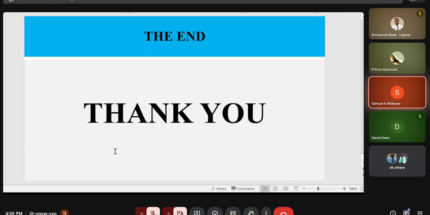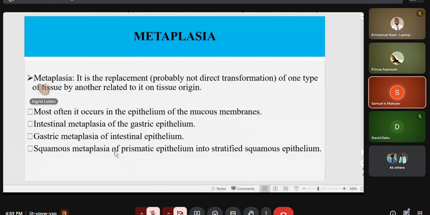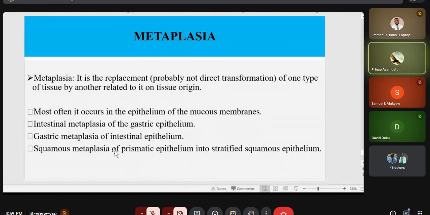So a question. For the metaplasia, the first one, I want you to please enlighten me on the mucous membranes. So metaplasia, although it can happen in other tissues, research is still going on. But we are saying that metaplasia as an adaptive mechanism usually occurs in mucous membranes.